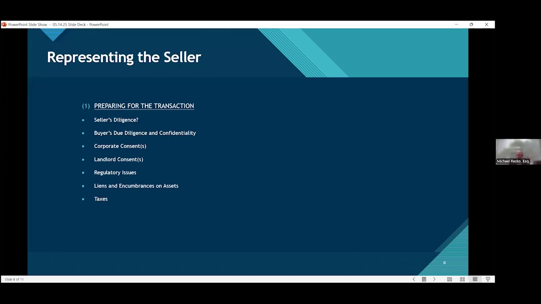Then there are any existing liens and encumbrances on the assets. Maybe you have a business loan and you pledged the business assets as collateral. Those liens need to be removed, so you need to arrange for payoffs and the discharge of the liens. Then there are sales taxes that you might owe, and also tax consequences on the sale of the transaction from your perspective. These are all things that your client, the seller, should be thinking about in preparation for the transaction.